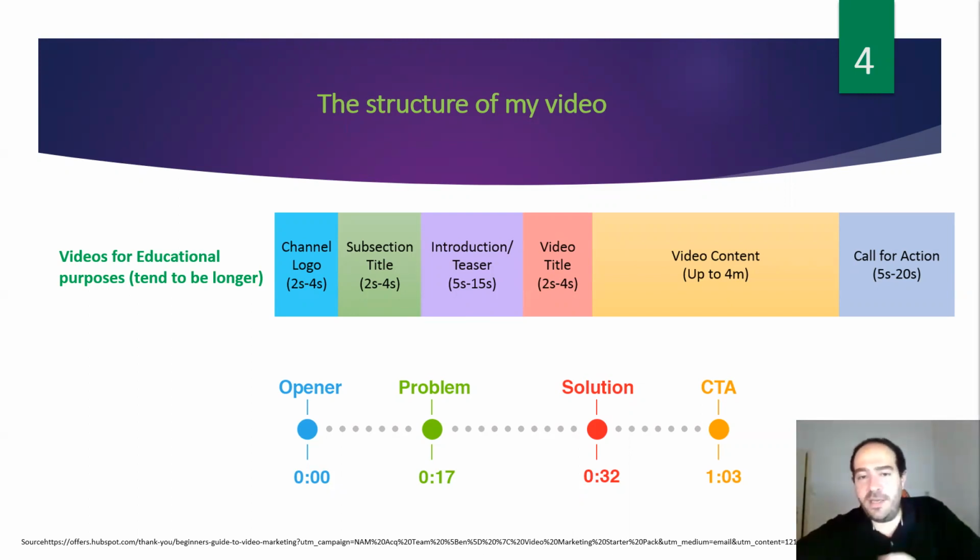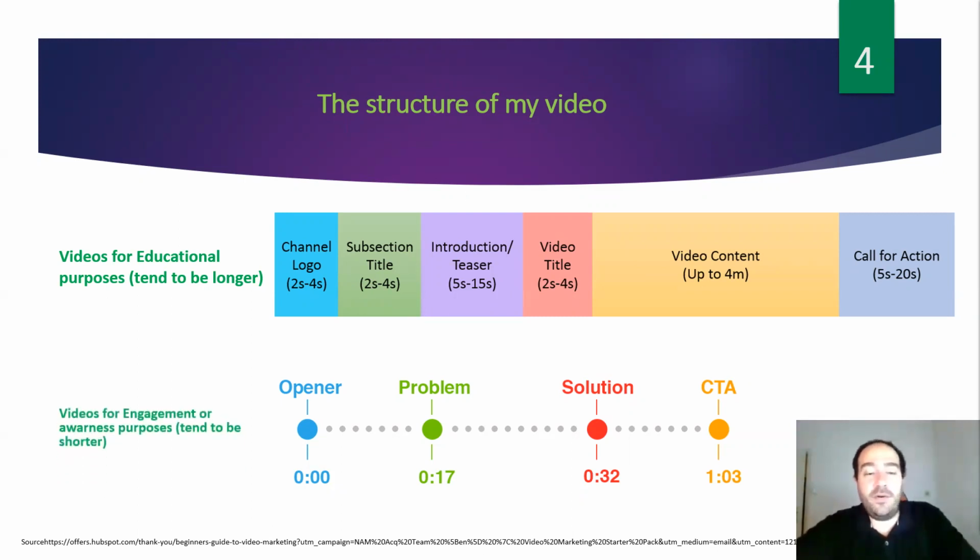Then the video title itself. Here you see we have 4 sections. We have not gone longer than 25 seconds. Then we have the video content itself, the main video content, your recording, your campaign, your interview, whatever it is, your documentary, and then the call to action. Industry says 5 to 20 seconds. I recommend even shorter.